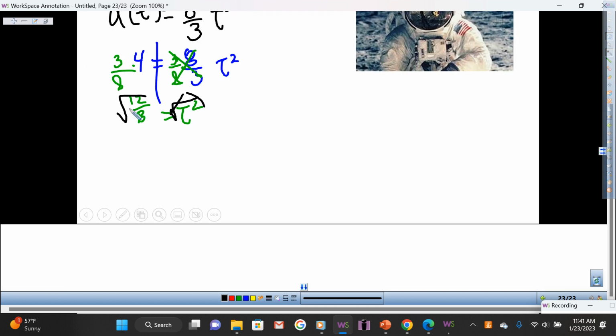We end up with, check this out, what is the square root of 12? Well, I'll just leave it at square root of 12 over square root of 8, still square root of 8, equals t. Now, in this case, it's like, wait a minute. Can we have square roots in the denominator? No. I'll tell you how to get rid of that square root in the denominator. They should know by now.